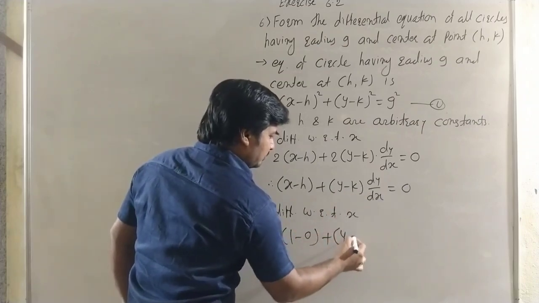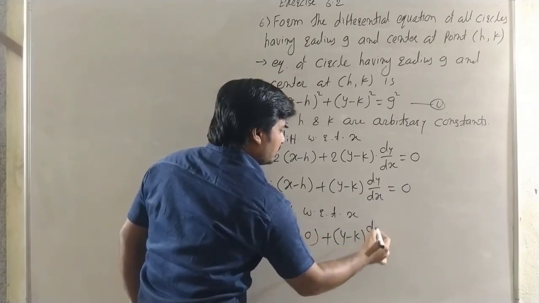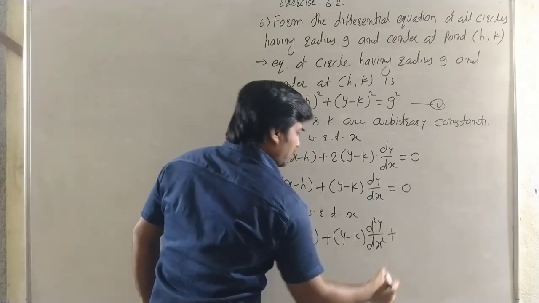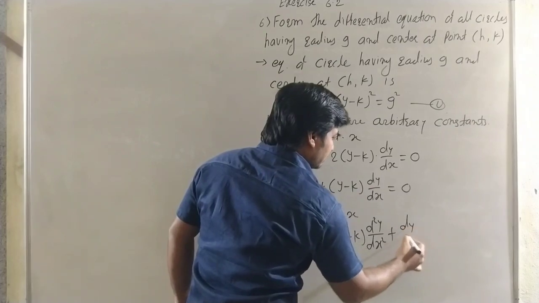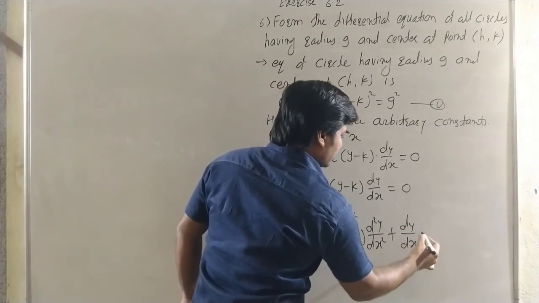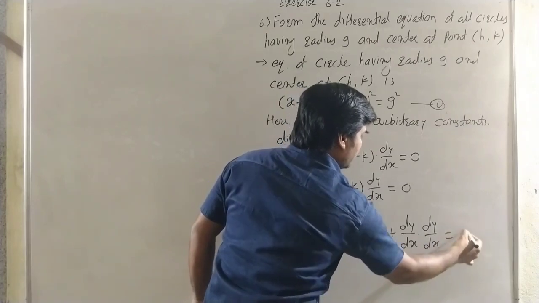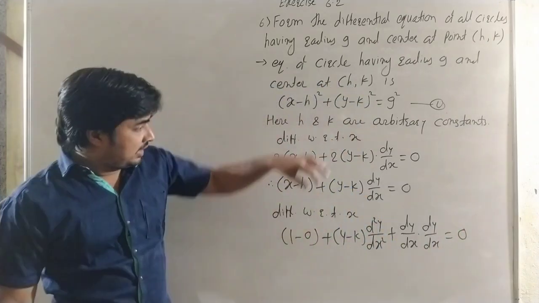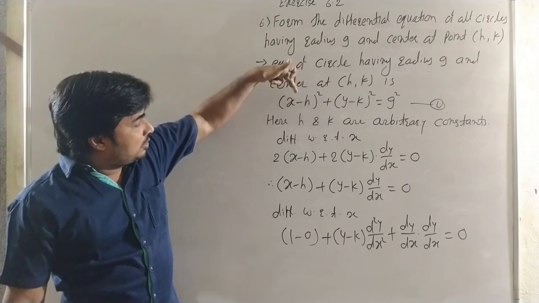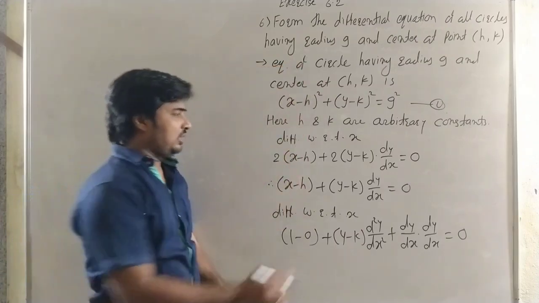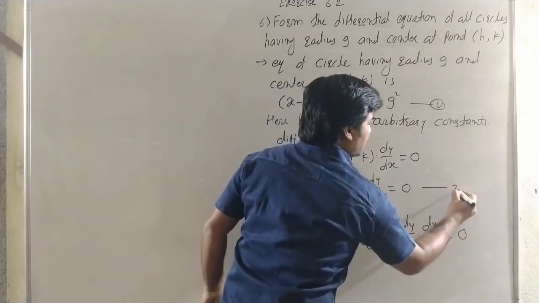First as it is, (y − k) into the derivative of the second function, that is d²y/dx², plus the second as it is into the derivative of the first, that is dy/dx, is equal to 0. Okay, now here, this is the original equation. We differentiate this equation, we get this. Here we take it as equation number 2.